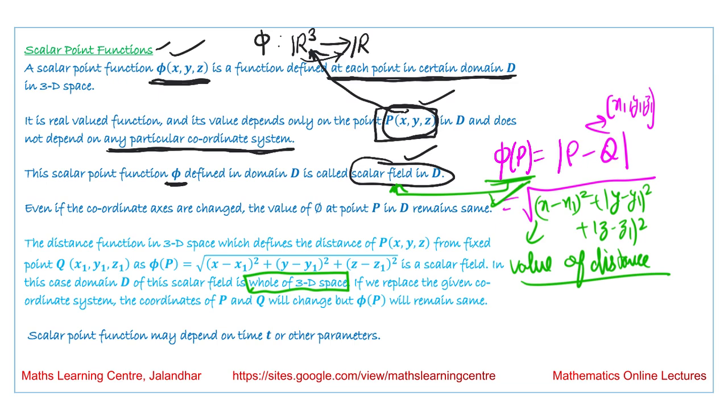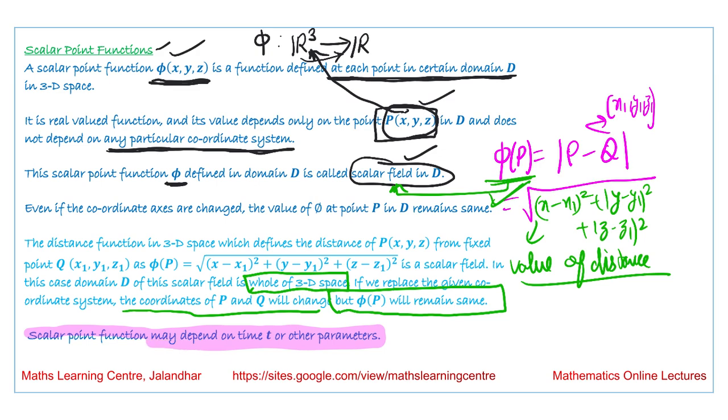So the coordinates of P and Q will change, but the distance between P and Q will not change. Lastly, the scalar point function may depend upon time t or some other parameter also. It is not necessary that it is always R cube over here. It may be R2, it may be R4. Mathematically, it is just a vector space over here, and the answers we are getting are from a field.